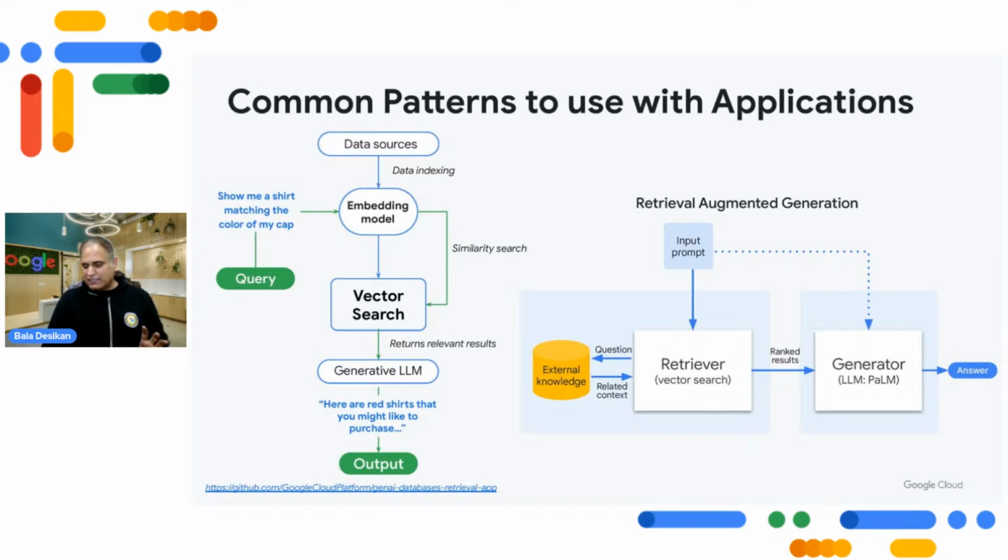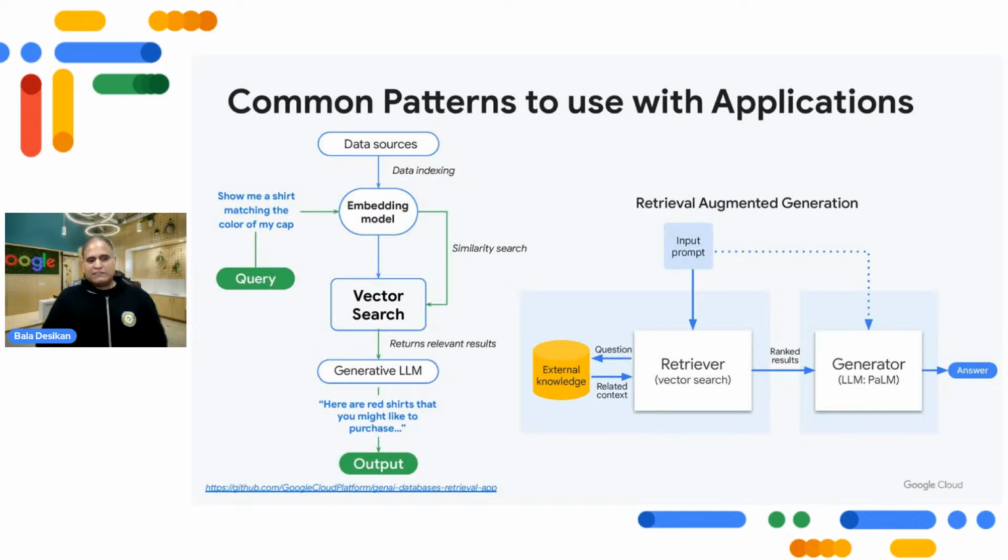First thing you would do is take that query, that question, and pass it to the embedding model, and you will get your embedding vectors, right? And then you will do a similarity search. So you will do a vector search, and you will return the relevant results from your embedding database. And then you will use that as context and provide it to the LLM, and then the LLM is going to give you the output, right? So here are the red shirts that you might like to purchase, and then it's going to show you the output, right? So this is a very, very common pattern.